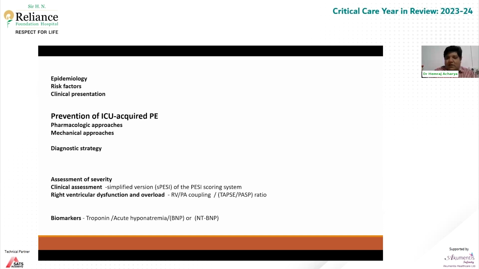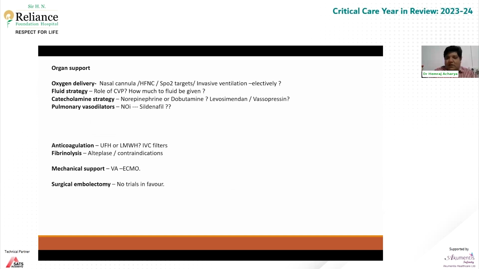On organ support, these patients present with hypoxemia, and we can give oxygen support either via nasal cannula or HFNC, with SpO2 targets of more than 95. The question is whether to intubate these patients and put them on invasive ventilation, because they already have RV dilatation and increasing the positive pressures can worsen the condition.